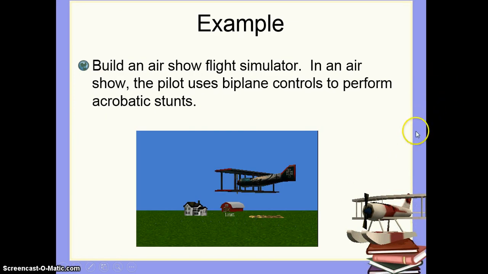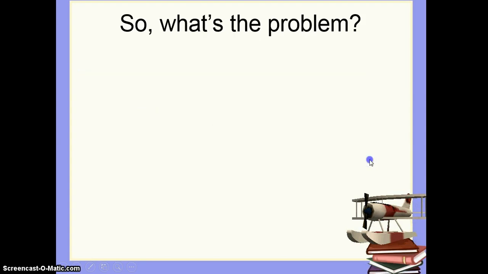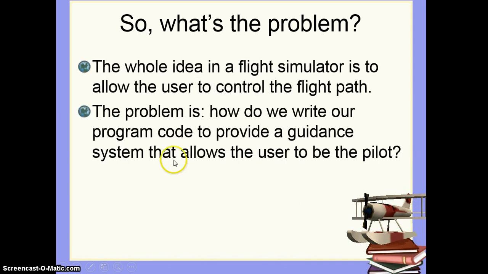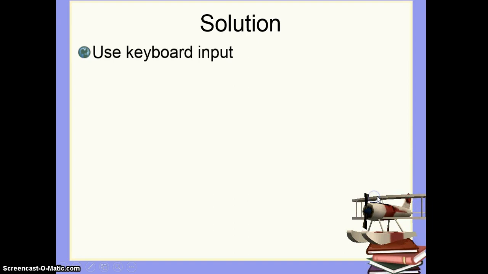Here's our example. We have an air show, where you go and watch a plane, and you're going to control the plane. Rather, the user is going to control the plane, but the programmer is going to write it so that the user can do that. The controls are going to let the plane spin around and go forward. So, how do we write program code to provide a guidance system that allows the user to be the pilot? Well, here's the solution.